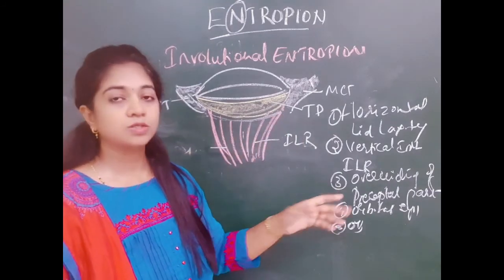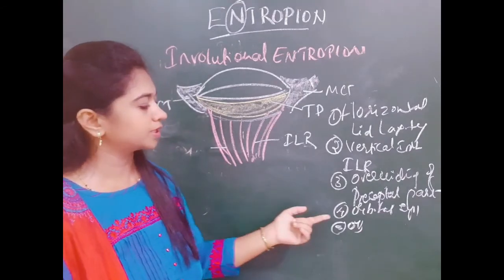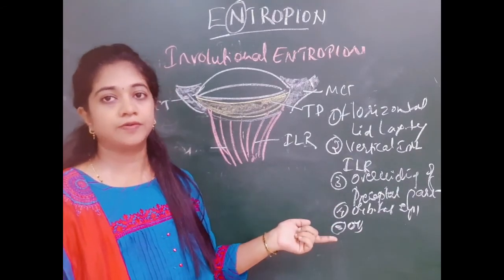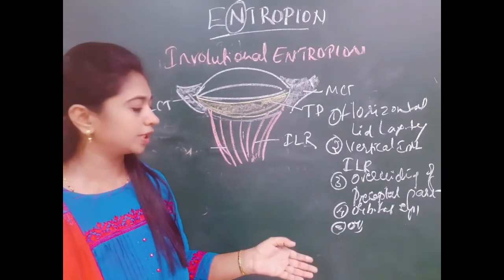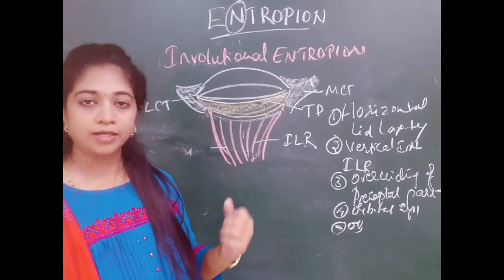The third mechanism is overriding of the preseptal muscle on the pretarsal. The fourth is the orbital septum itself can be deficient, leading to herniation of the fat into the lower eyelid. And the fifth is the age-related changes leading to orbital fat atrophy.